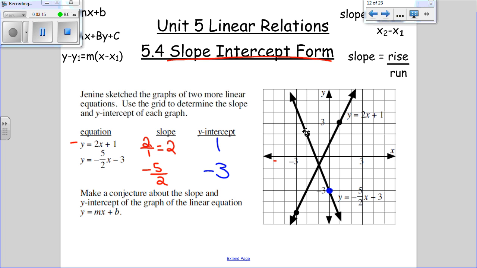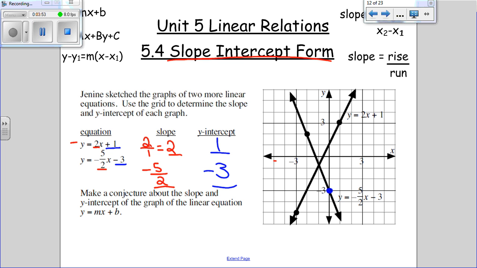All right, we're going to compare our answers to our equations. And hopefully you notice something. If you look at your slopes, the number 2 appears in the equation, and the number 5 over 2 appears in the equation. And they both appear in the same spot. They're both being multiplied by the x. The y-intercepts also appear in the equation. So if you look at 1, it's right there, and if you look at negative 3, it's right there. And you notice that they're both just constant terms. They're being added or subtracted to your x value.